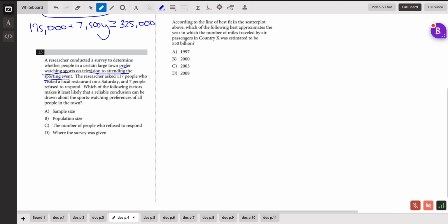Well, what do you do at a sports bar or a sports restaurant? You watch the game on TV. So don't you think the people that are there watching the game on TV prefer it to attending in person? So the biggest problem that we have here is where the survey was given. And again, there could be other issues in play, but this is asking which makes it the least likely that a reliable conclusion can be drawn, and that's that factor there.